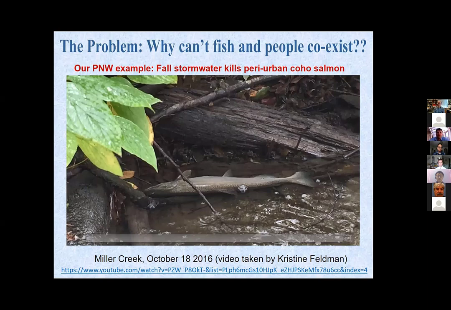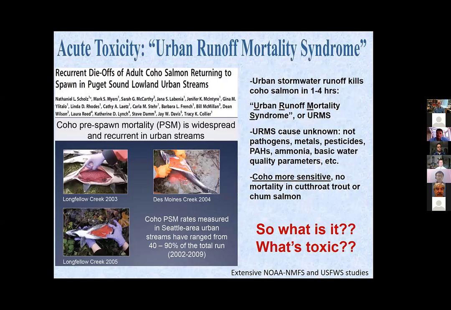And so this has actually been the subject of a lot of NOAA National Marine Fisheries Service and U.S. Fish and Wildlife studies for about 25 years now. One paper here from, I think, 2011, Schultz et al., on the recurrent die-offs of adult coho salmon returning to spawn in Puget Sound lowland urban streams. If I were to summarize this, urban stormwater runoff kills these salmonids in about 1 to 4 hours. Right now, the name that this is called is Urban Runoff Mortality Syndrome, or URMS, and its cause is unknown.